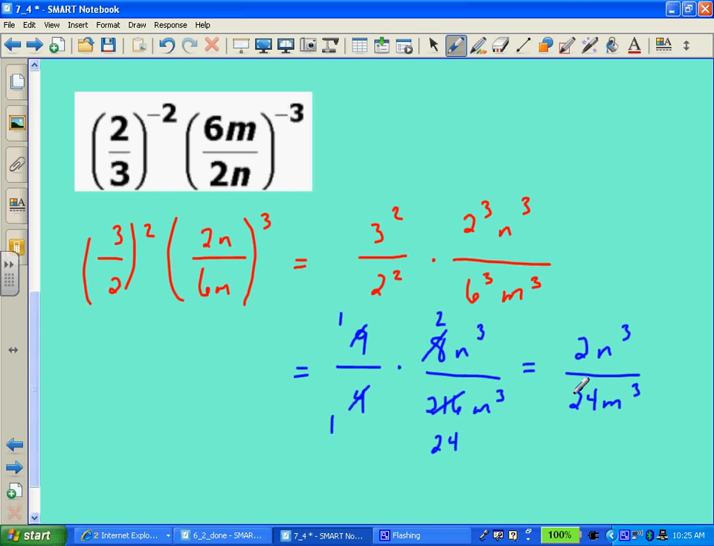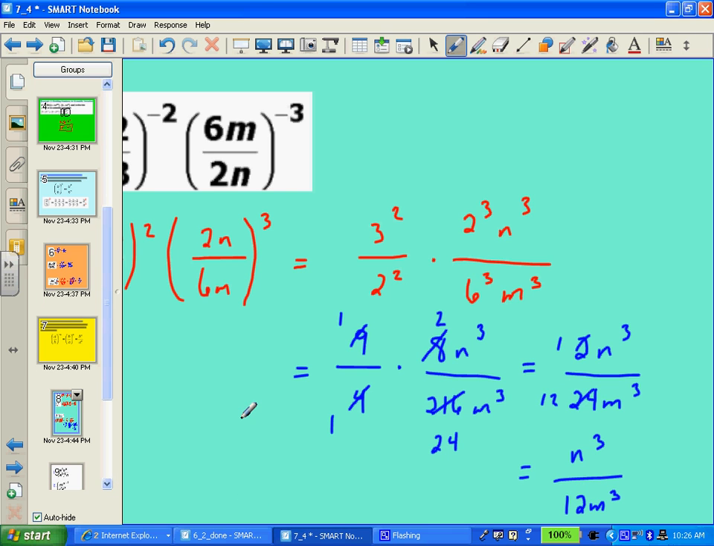Now again, I can reduce that even further, okay? And this is one place where mistakes sometimes happen because people forget about this very last part here. So 2 over 24, again, those can be reduced to 1/12, right? So my completely simplified answer here would be n to the 3rd over 12 m to the 3rd. Okay? So we want to make sure that we are also reducing the fractions that we come across here as we go.